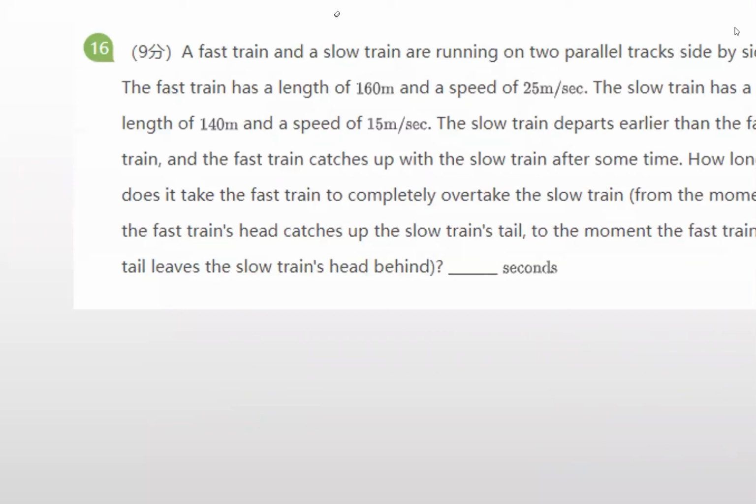So move on to our hard part. We only got 4 challenge questions. This is not a multiple choice question. This one's quite easy.